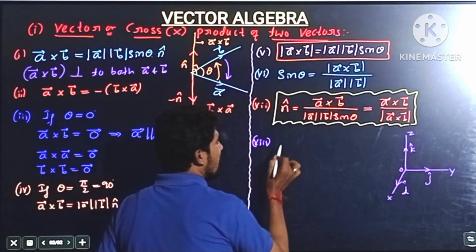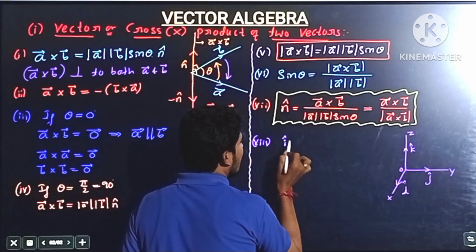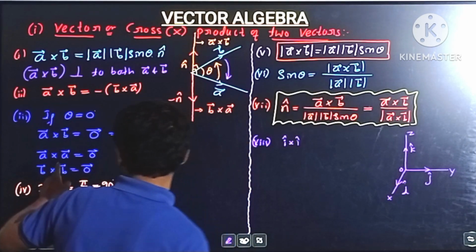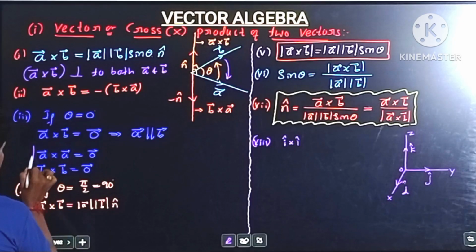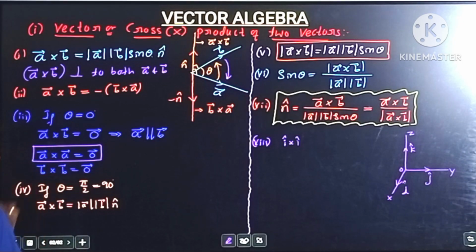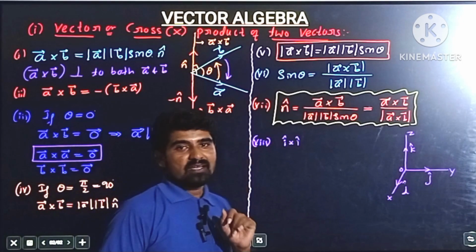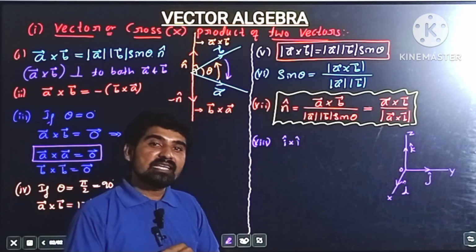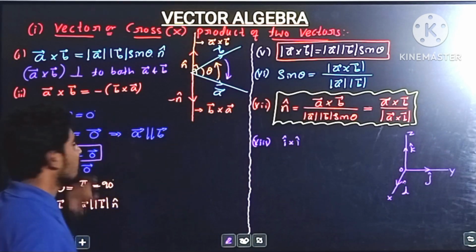So it means the value of i cross i. See here from this point, a cross a is equal to 0 vector. Similarly, i cross i, the angle made by i cap with i cap is equal to 0 degree.